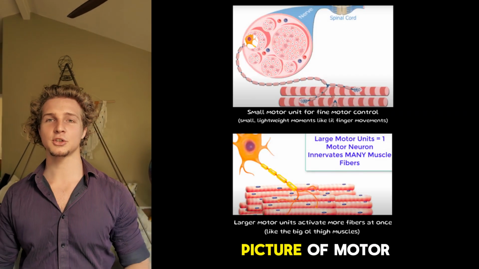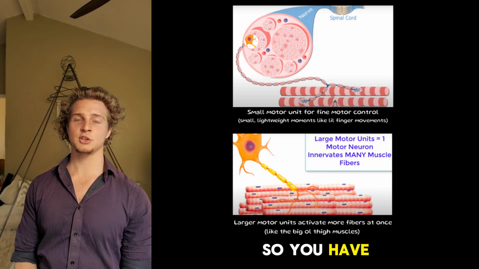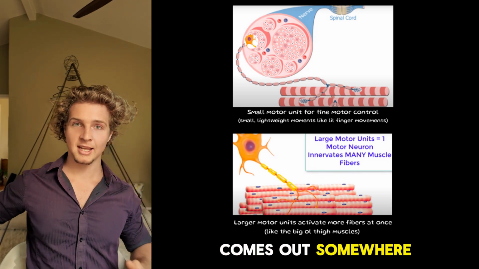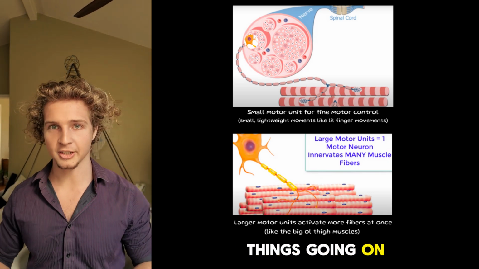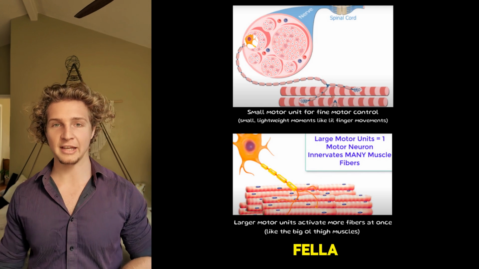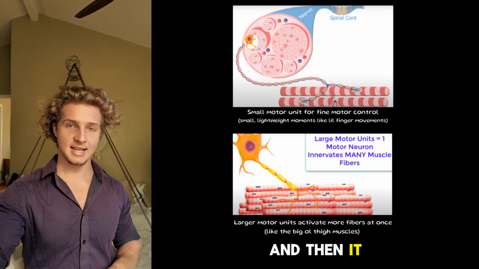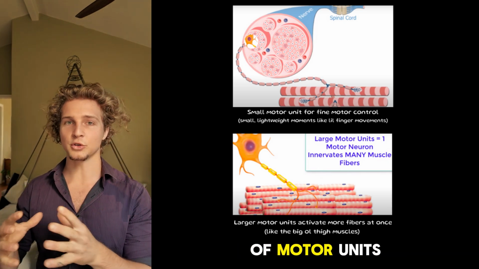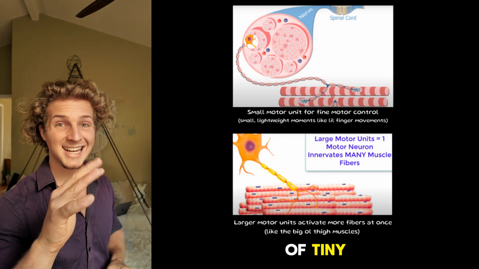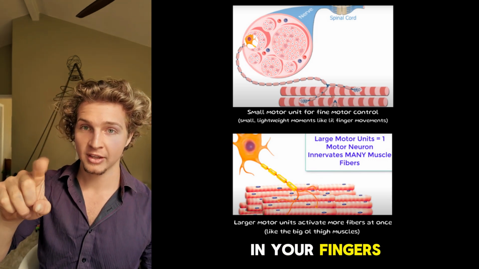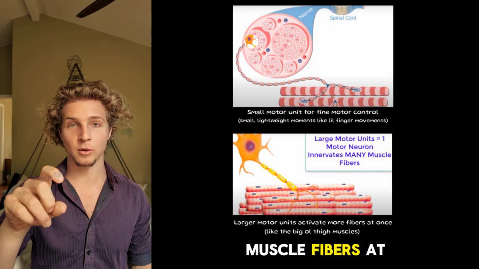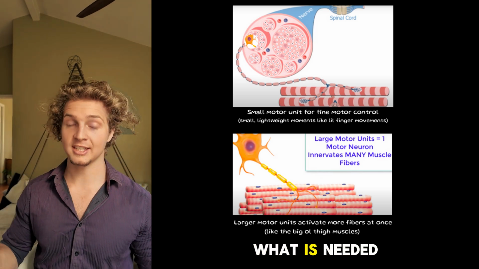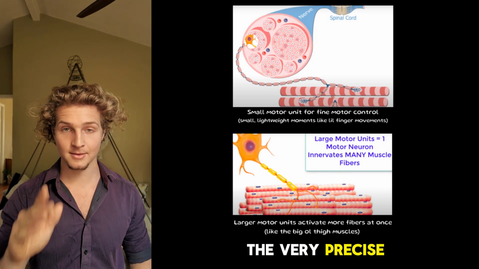All right, here's our little picture of motor units. So you have your nerves, and your brain runs through your spinal cord, and then it comes out somewhere, and there's a whole bunch of different things going on here. But you have the little neuron fellow, that funny little orange blob, and then it attaches by a strand to a certain number and location of motor units. And so you have a lot of tiny little motor units in your fingers that are really only a few muscle fibers at once. And they aren't very strong, but they can do what is needed. They're very dexterous, they're very precise.